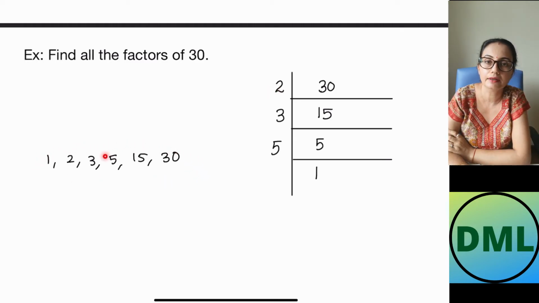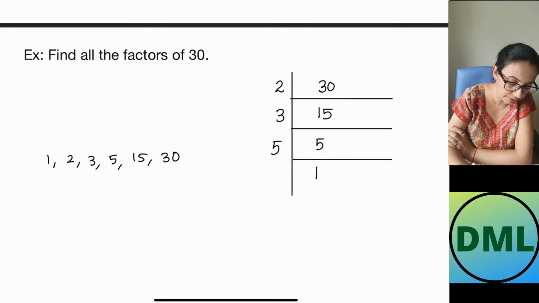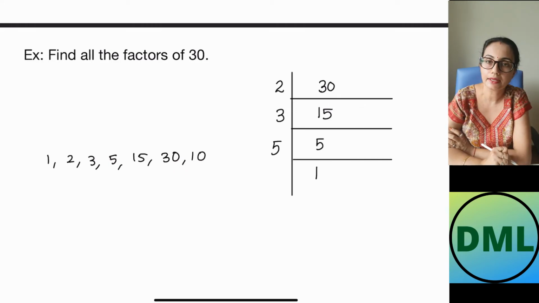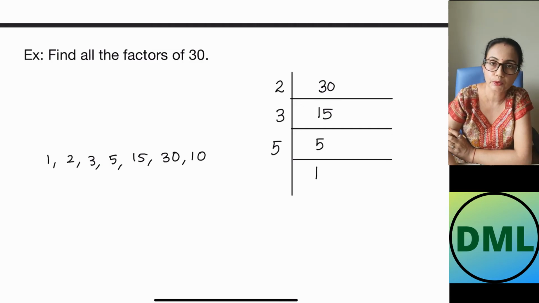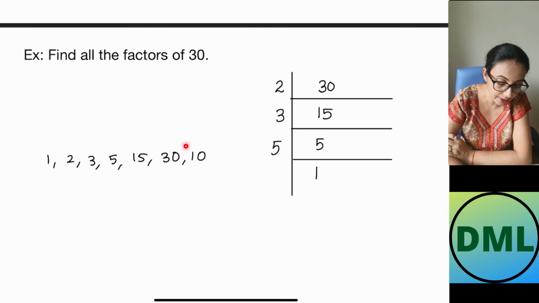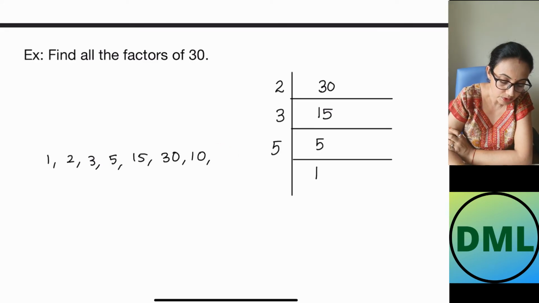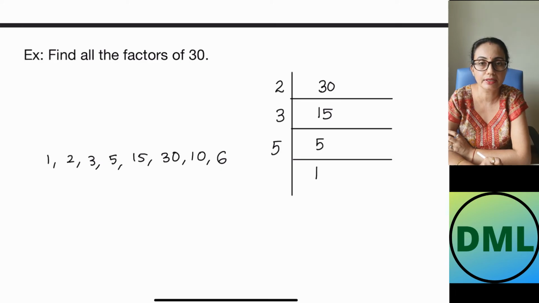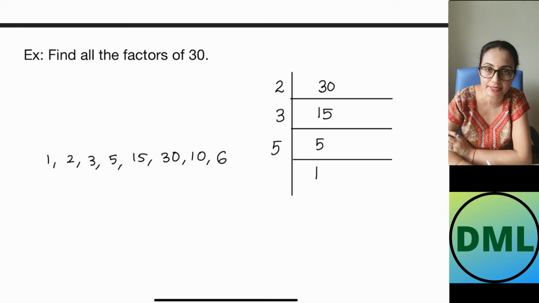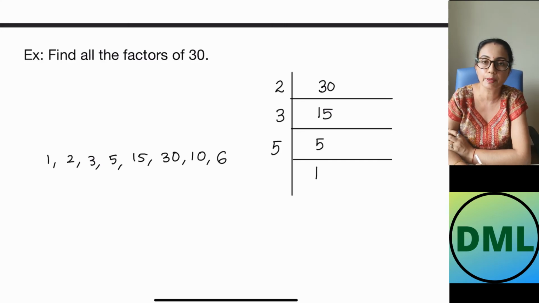Did I write down 10 here? No, right? I need to write down 10 also. Let's write down the value here. So that will be 10 here. Is there any other number also? Let's take 3 now. 3 multiplied by 5 is 15. 15 I have already written. But if I multiply 3 times 2, 3 times 2 is what? 3 times 2 is 6. Did I write down 6 here? No. Let's write down 6 also. So 6 is also one of the factors of 30. That means 30 is completely divisible by 6 also. 30 is completely divisible by 10 also.